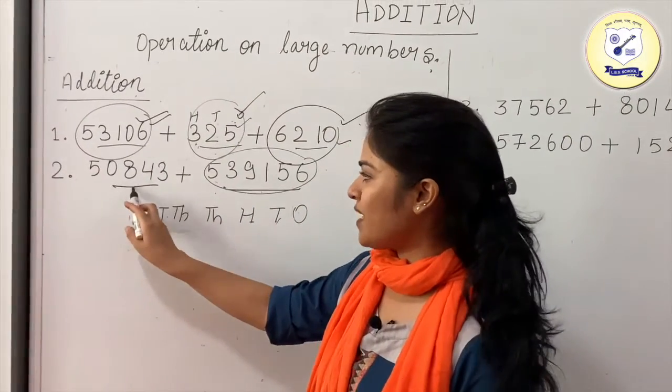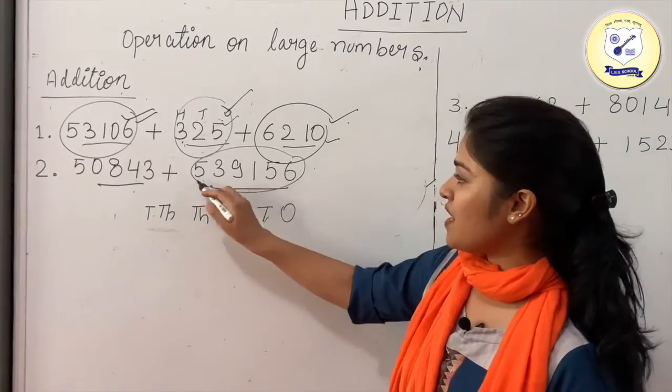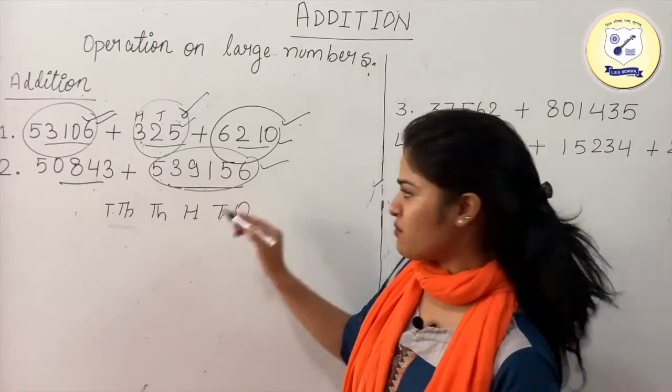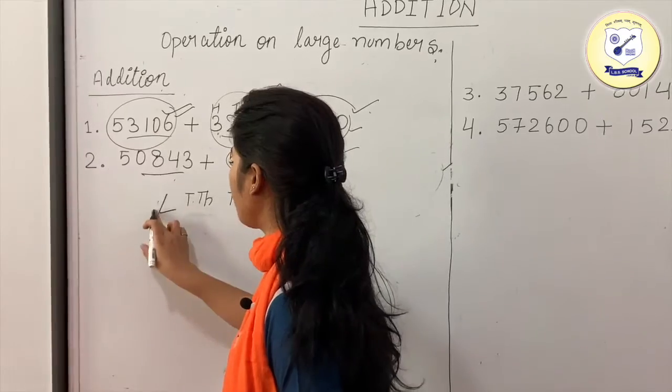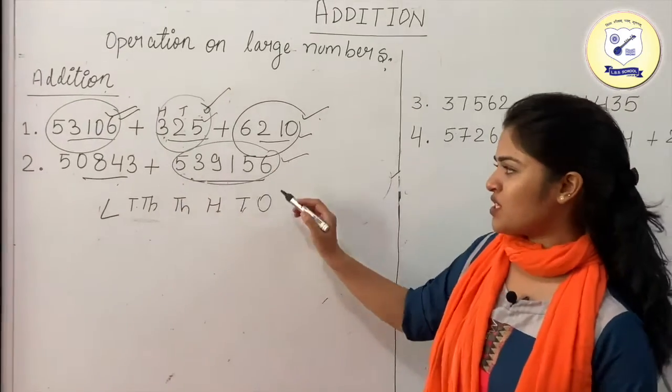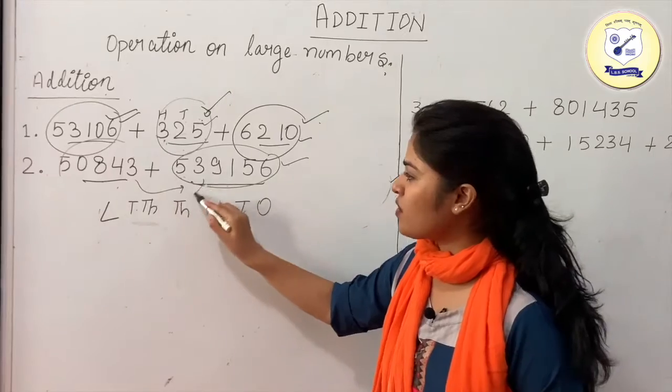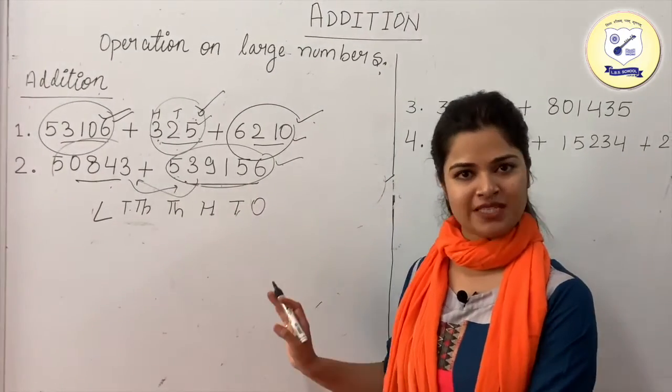This is 50,843 and this one is 5,39,156. So this is your larger number. So write the place value according to the larger number. Okay. Now just write down the first number. You may add this number into this or this number into this. Your result would be same.